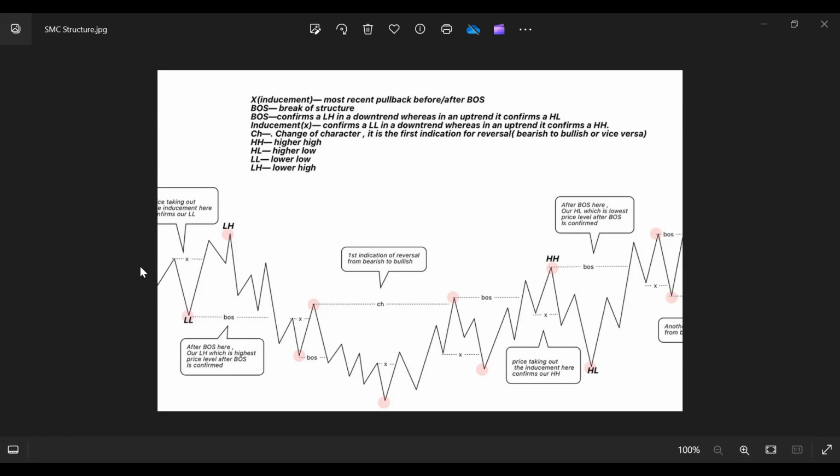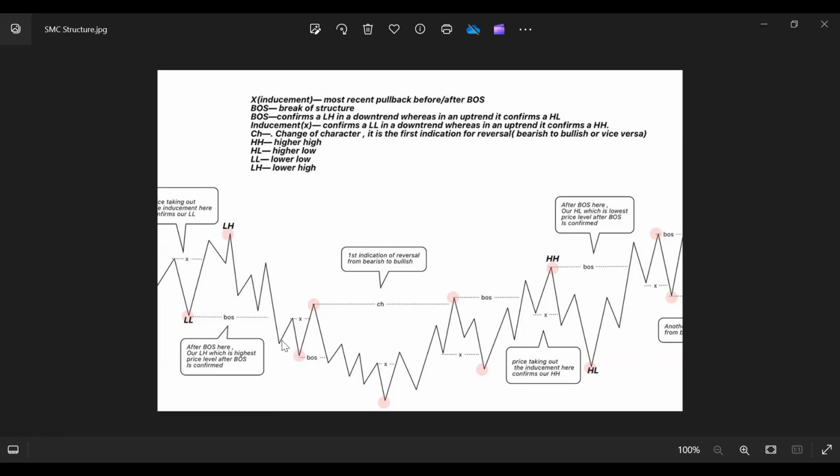Once the price takes the inducement, it's actually a liquidity. Inducement is a liquidity, so it's necessary for the market to take the recent pullback liquidity, which is termed inducement. Once it takes out the inducement, it confirms the lower low. Then it went high, made some swings or waves, pullbacks, corrections, consolidation, retracement, whatever you call it. It went down and created a new structure. It broke the previous lower low and created a new high. So this is our lower high, confirmed after this break of structure to the downside.